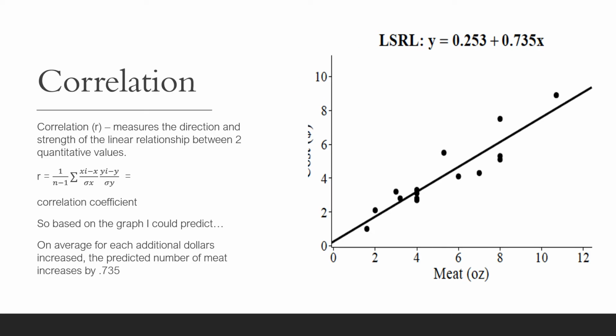For the scatter plot, correlation is very important. It measures the direction and strength of the linear relationship between the two quantitative values. So based on the graph on the right, I could predict on average for each additional dollar increase, the predicted number of meets increases by 0.735. The LSRL is basically the correlation between the data points and the line.